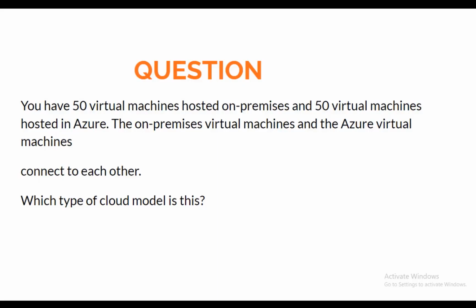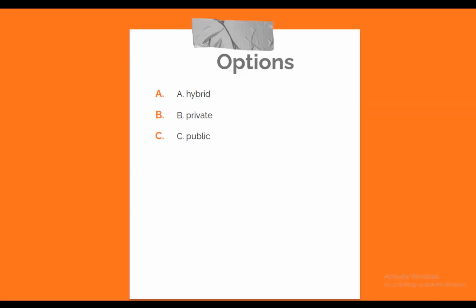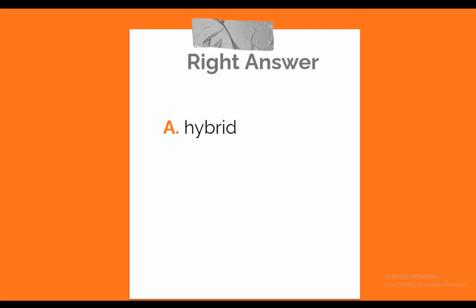Next question. You have 50 virtual machines hosted on-premises and 50 virtual machines hosted in Azure. The on-premises virtual machines and the Azure virtual machines connect to each other. Which type of cloud model is this? And here are the options. Option A. Hybrid. Option B. Private. Option C. Public. And the correct answer is option A.